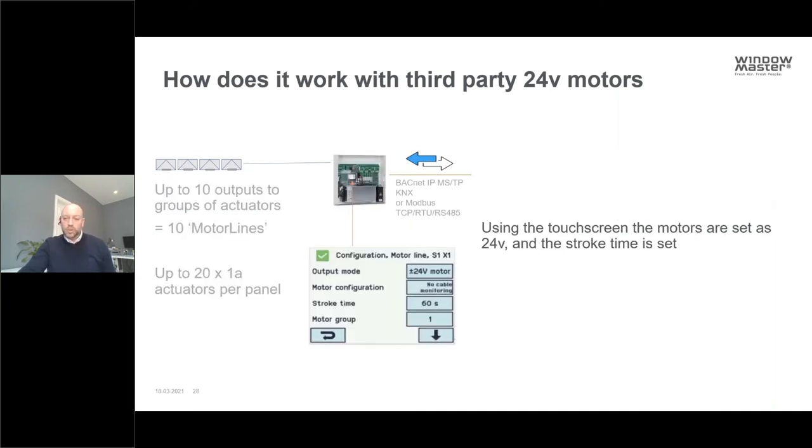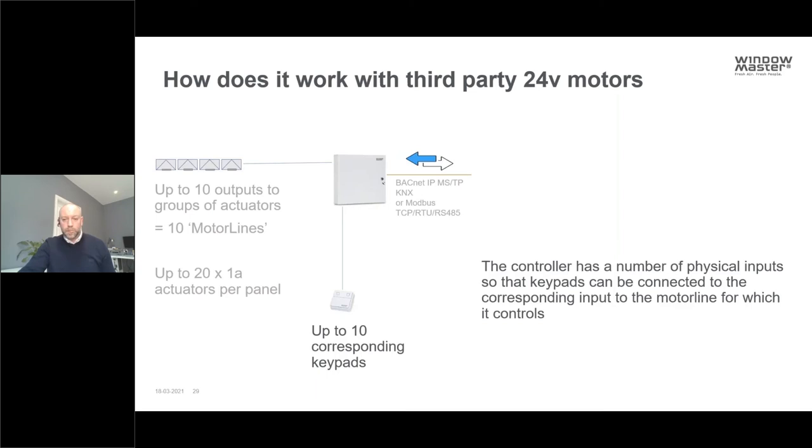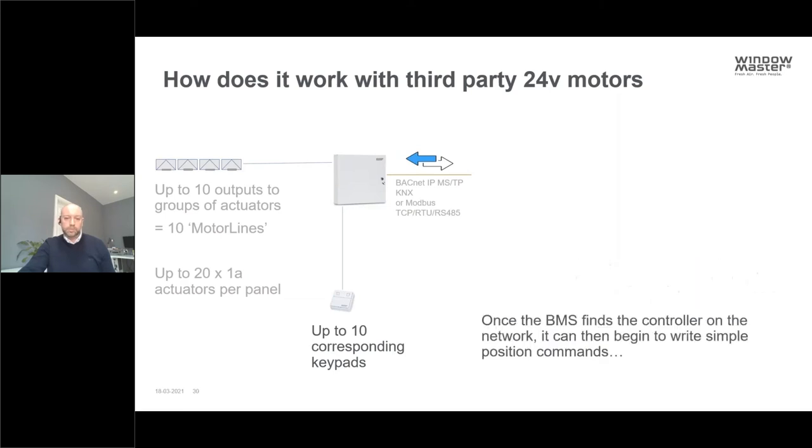Using the touch screen within the panel, the motors are set as 24-volt motors, and you simply set the stroke time of each of the motor lines, or all of the motor lines if they're the same motor and stroke. And the controller also has a number of physical inputs that you can wire keypads into, and they're connected to the corresponding input to the motor line for which you want to override the window automation. And once the BMS finds those controllers on the network, it can then begin to write simple position commands to each of those motor lines to control the actuators and the windows.